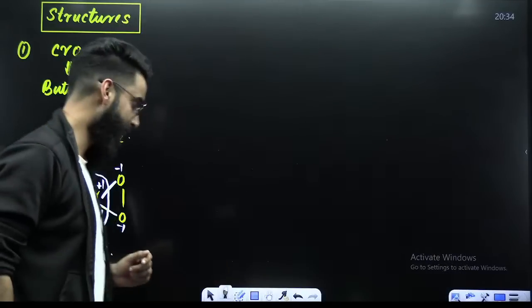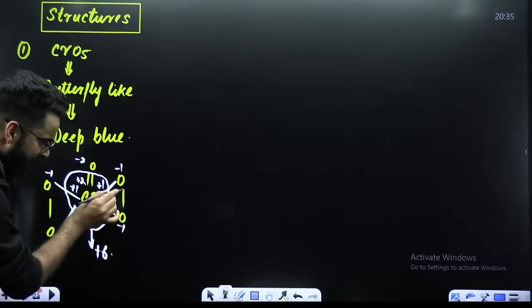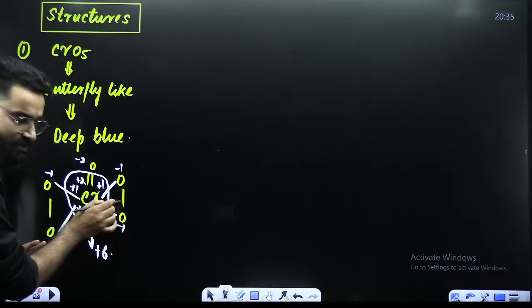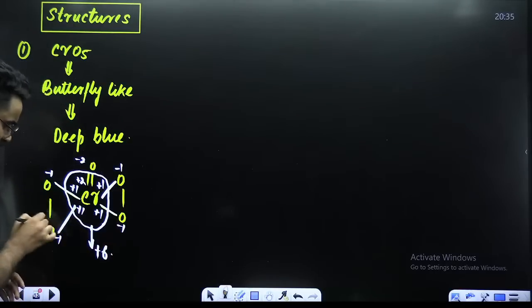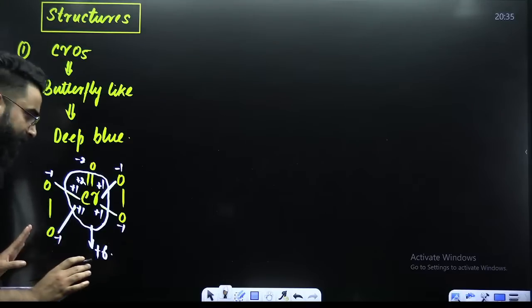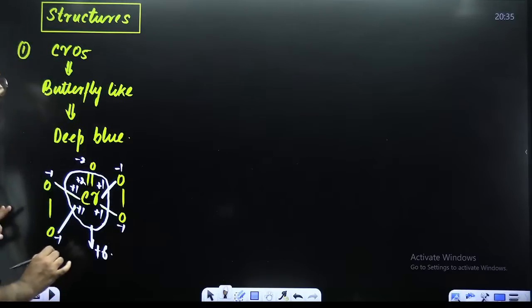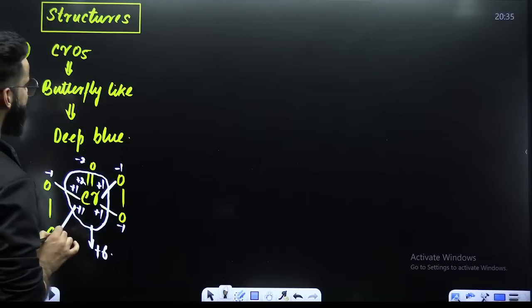Now guys, try to understand. Will this bond make any difference? No, it's a peroxide linkage. On one side oxygen, on one side oxygen. Nothing, right? Now, one more question that can be asked. How many peroxide linkages do you see in case of CrO5?